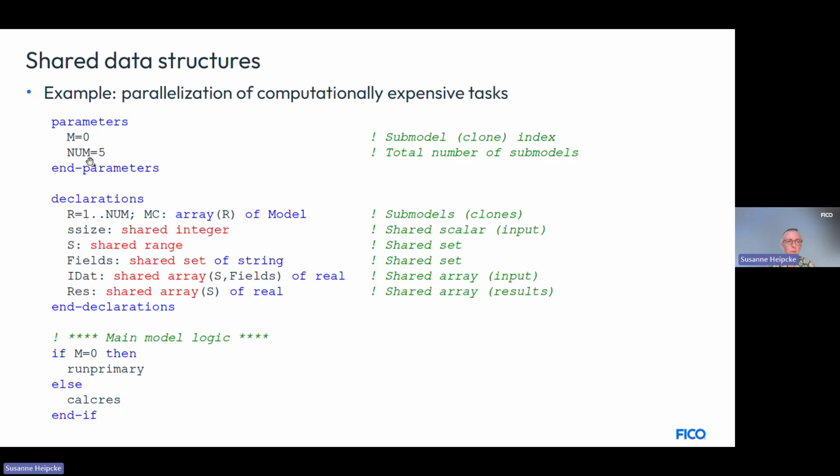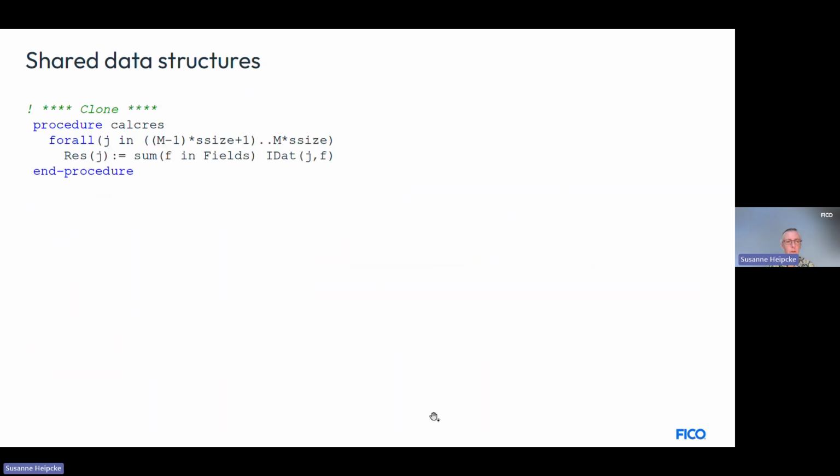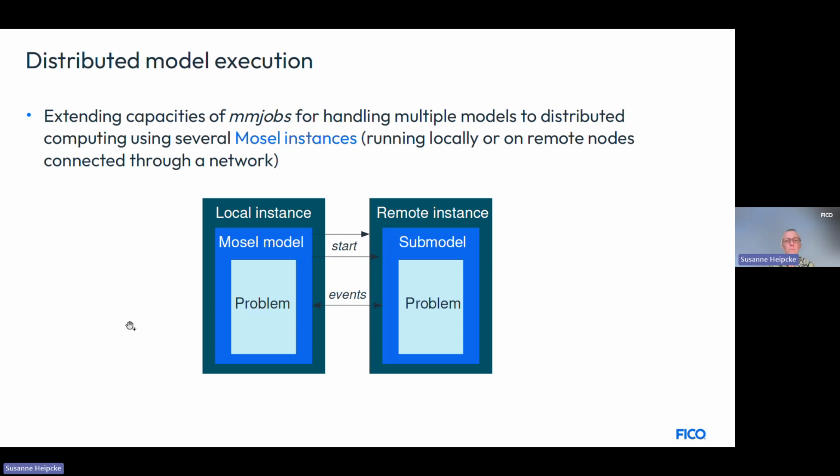Here, I assume I have the primary model, that is number 0, and then I'm starting 5 submodels here. And if I'm not in the main one, then I'm actually performing the calculation. Okay, so the main one reads data into shared memory, and then it starts running these clones. And the clones, well, they are just doing the calculation, and each of them is writing back into this. But here you see the M, so they're actually writing back into different areas of the same data structure. But there's no copying whatsoever.